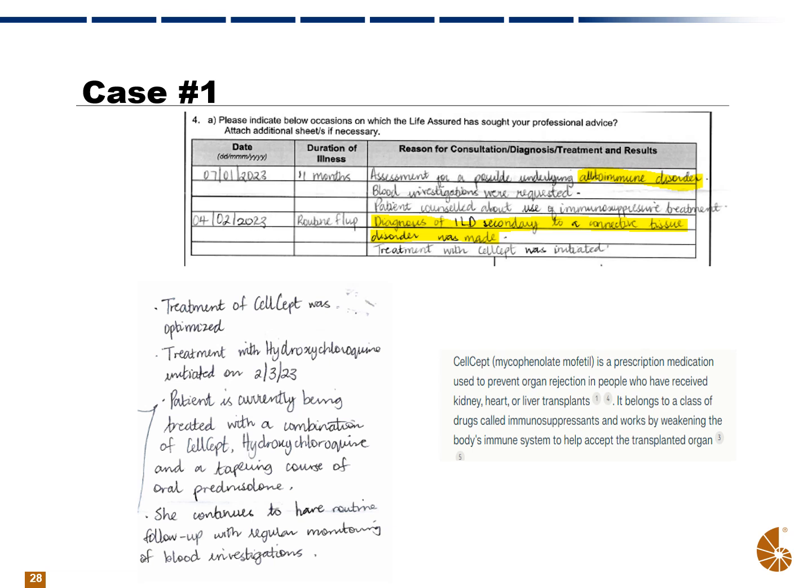So here's a case that I wanted to show you, and this is in the attending physician statement. Pardon me. And you can see that I've highlighted in yellow in the notes here. It says that this person has an autoimmune disorder, and they were diagnosed with interstitial lung disease. That's ILD, secondary to connective tissue disorder.